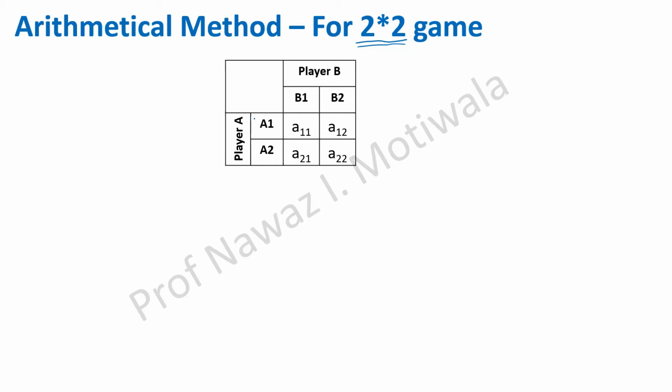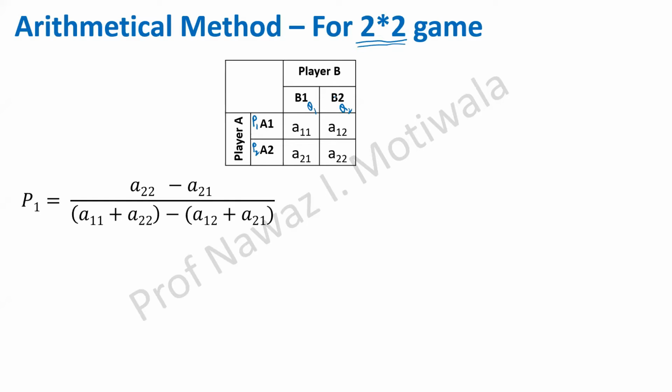So let me assume that let probability of player A choosing A1 is P1 and let probability of A choosing A2 is P2. It's just a notation. You can use any notation here. And similarly, I will use that. Let us say Q1 is the probability that player B uses B1 and Q2 is the probability that player B uses B2. Okay. So how to find out P1, P2, Q1 and Q2?